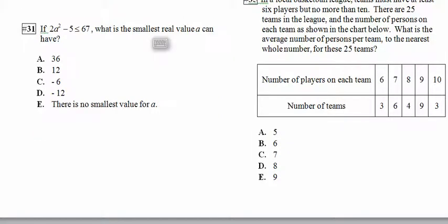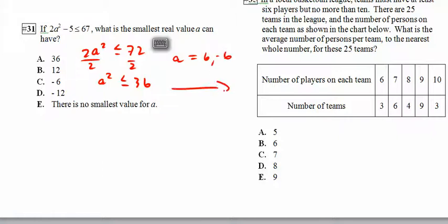2a squared minus 5 is less than or equal to 67. What's the smallest real value a can have? Now, whenever I get in the smallest, I am going with the number line. A squared has to be less than or equal to 36. Therefore, a could be equal to 6 or negative 6.